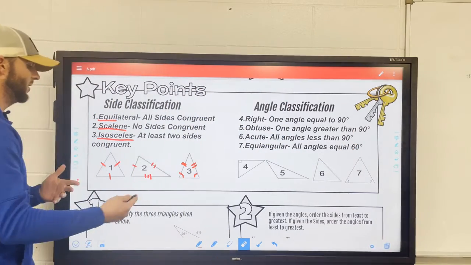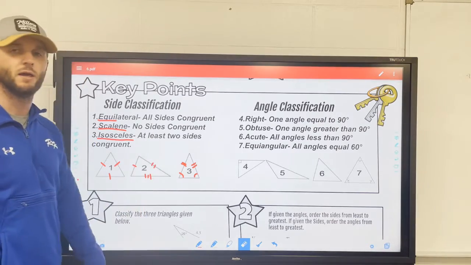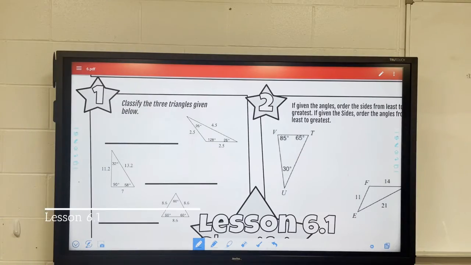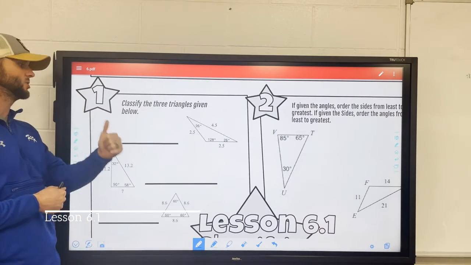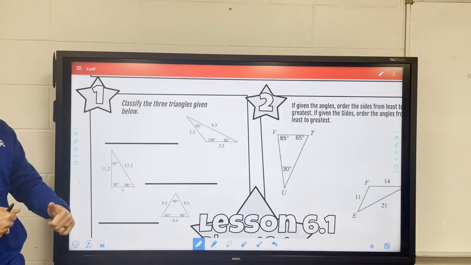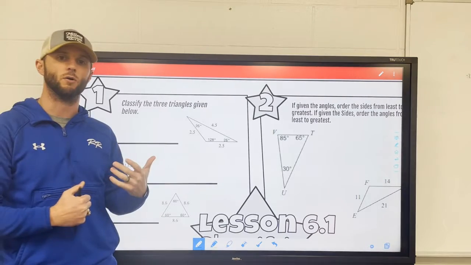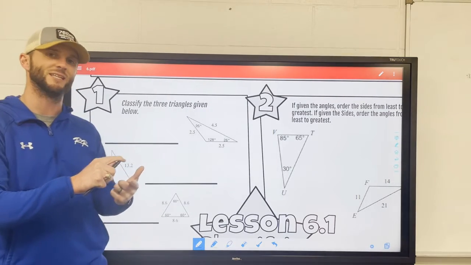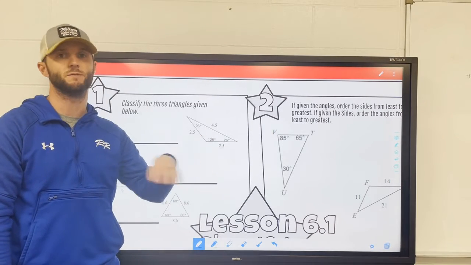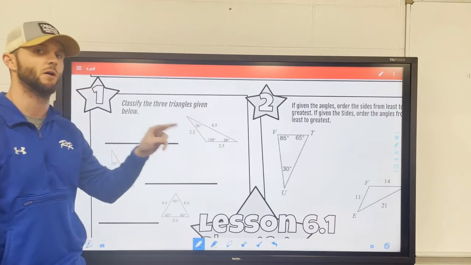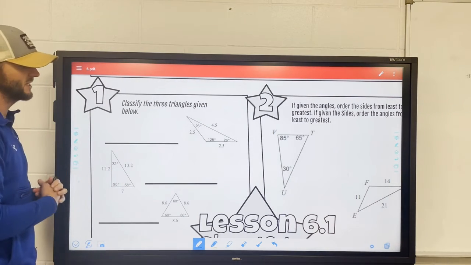So we're going to take this info and apply it to our examples, and hopefully we can get going with this. All right, so let's look at example number 1. It wants you to classify the 3 triangles given below. So I have 1, 2, and 3 triangles. Whenever you're looking at a triangle, you can give the classification with its side lengths, its angles, or a combination of both, because if you know enough information, you can tell both of those, okay?